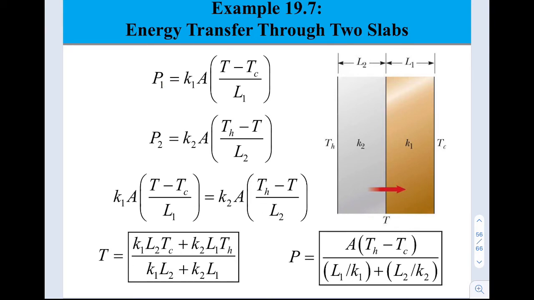So you equate these two, then do the rearrangement so that you can solve for the unknown, which is your T. So this is for your T, and this is the rate of energy transfer through the slabs, P.